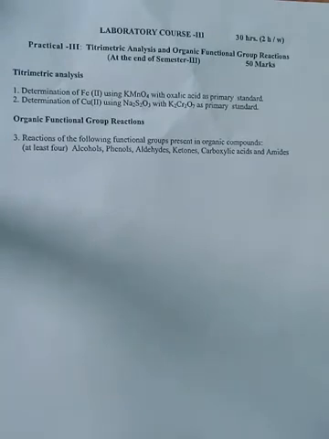This practical will contain 2 parts. First one is the titrimetric analysis and second one is the organic functional group reactions. In titrimetric analysis, that is volumetric analysis, the first experiment is determination of iron(II) using KMnO4 with oxalic acid as the primary standard. It is the first titration. And the second titration is determination of copper(II) using Na2S2O3 with K2Cr2O7 as primary standard. These two are the volumetric analysis.